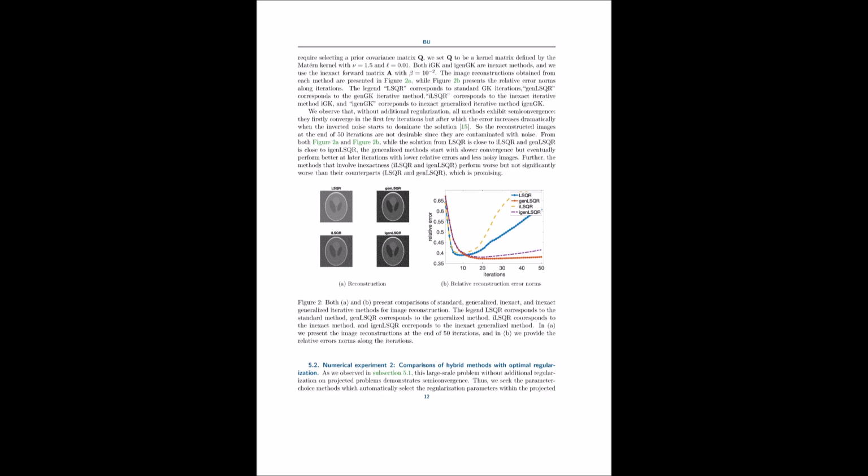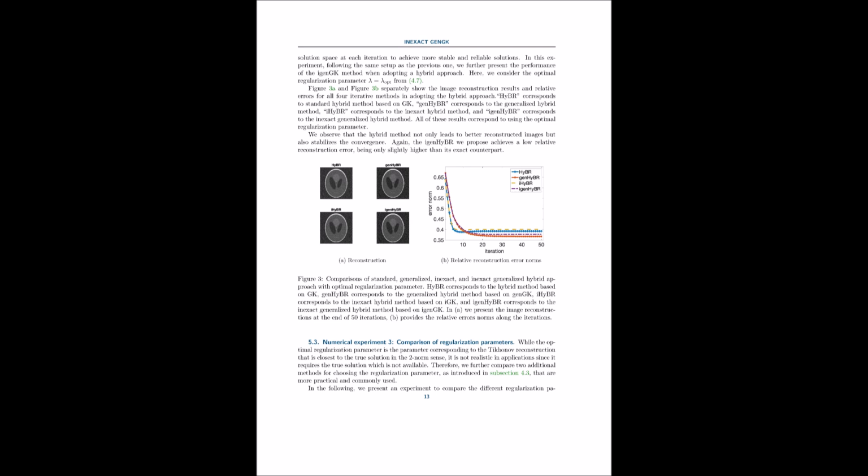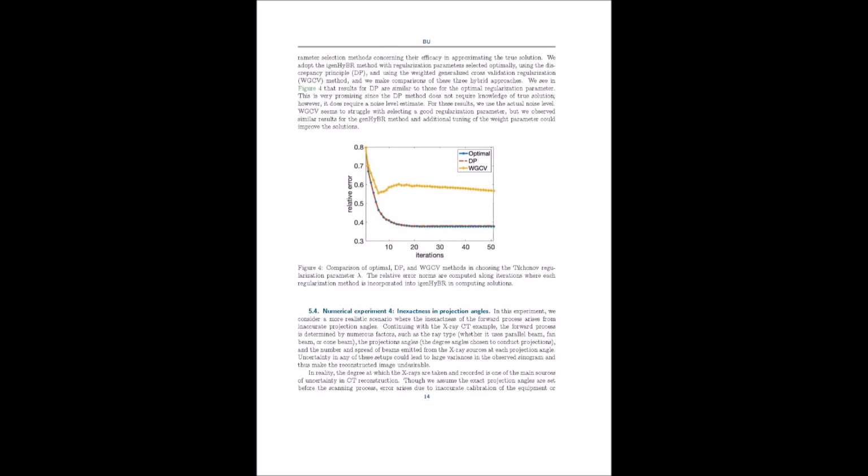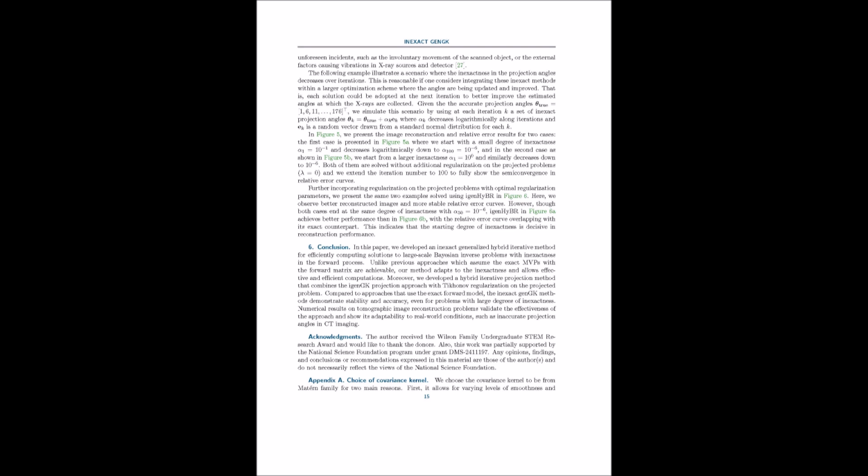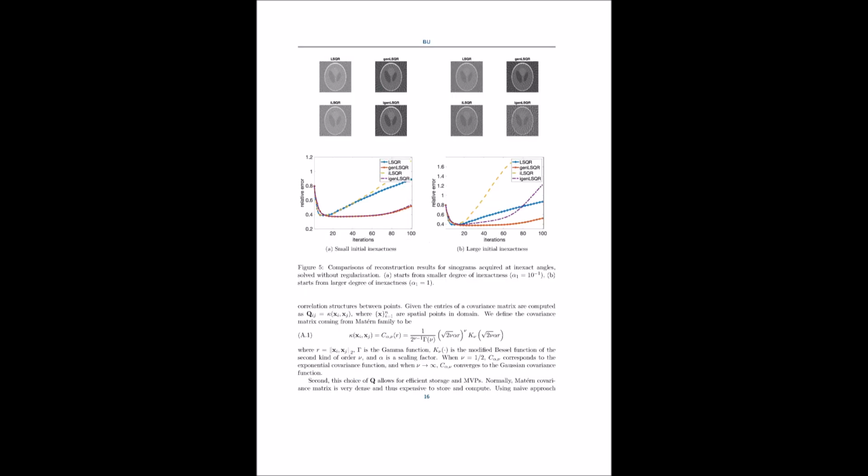Okay, so let's get to the image reconstruction itself. They compared 4 methods: standard GK, which is also known as LSQR, inexact GK, ILSQR, generalized GK, GenLSQR, and then that inexact generalized GK, igenLSQR. And remember, in this experiment, they weren't using any additional regularization on those projected problems. So they were really pushing these methods to their limits, seeing how they handled noise and inexactness without any extra help.